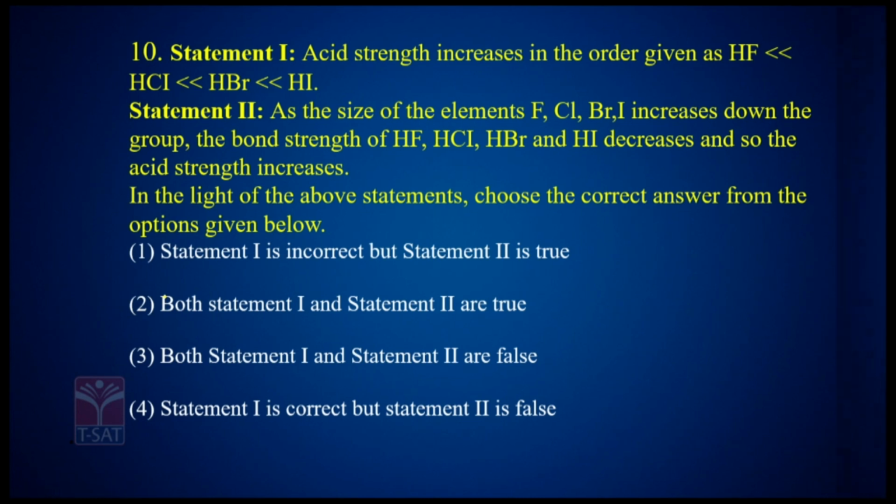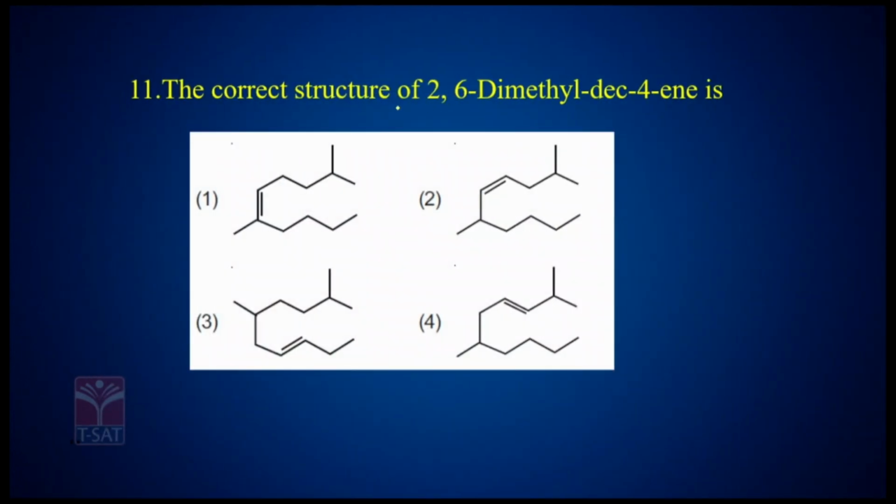Okay, and next 11th question, the correct structure of 2,6 dimethyl dec-4-ene. See, if you give numbering here, I will be writing with a red pen: 1, 2, 3, 4, 5, 6, 7, 8, 9, 10. 10 carbons, so dec. 4-ene, at the fourth place the double bond. 2 methyl is there, and at 6 also methyl is there.